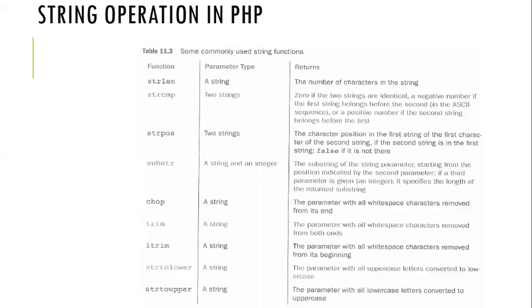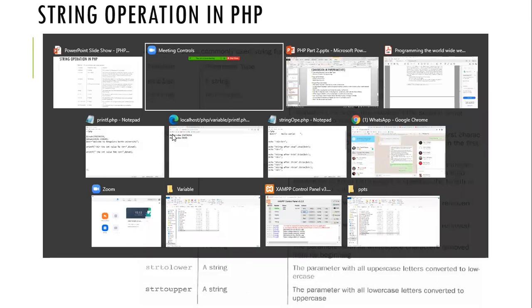String compare is for comparing two strings, which is greater and which is lesser. String position will give you the substring position. Substring will give you the substring. Chop, trim, and the like are used to eliminate the starting or trailing white spaces. And string lower and string upper convert the case of the string. Let's check out one example, then we can discuss more about this.